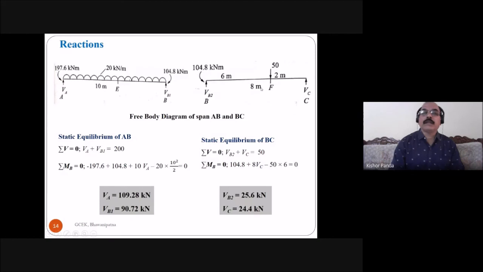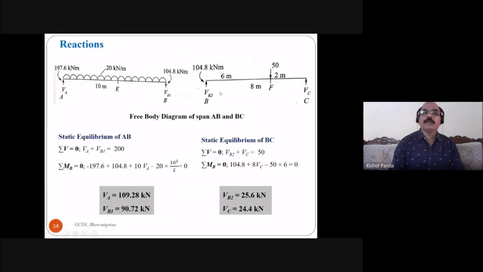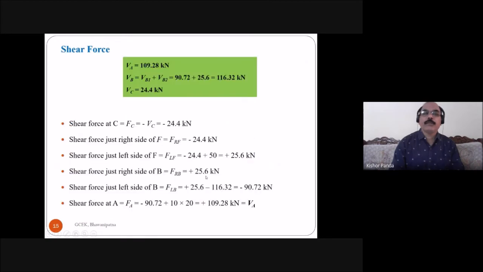When you are considering the left side of F, you have to take this load. This load is your downward load, so you have to take this as positive. Minus 24.4 plus 50 plus 25.6 kilonewton. Then what is the shear force just right side of B? This remains constant up to right of B, 25.6 kilonewton.